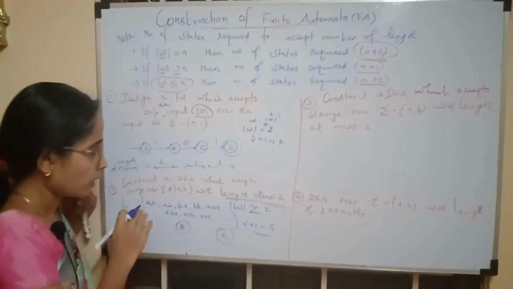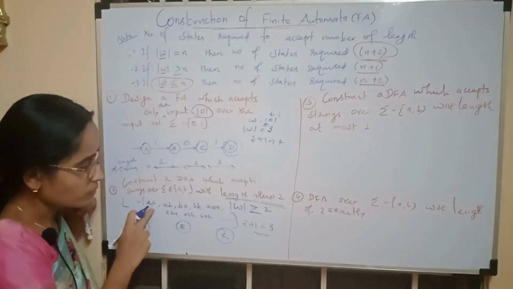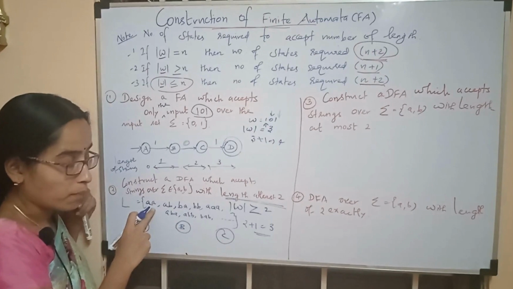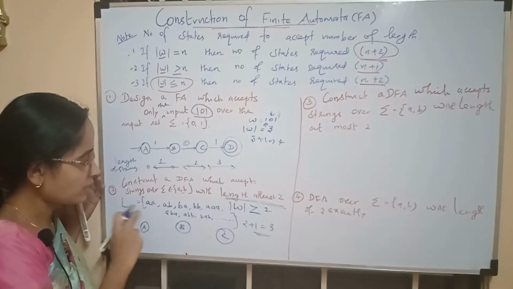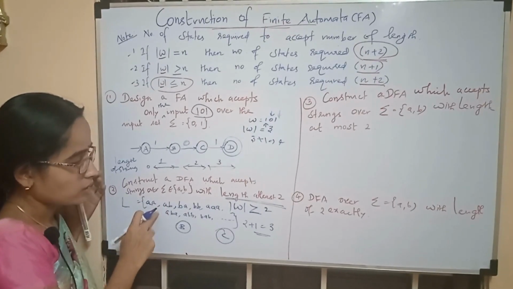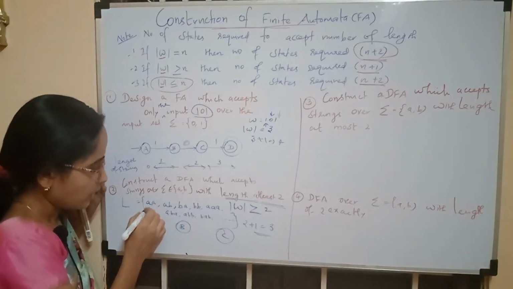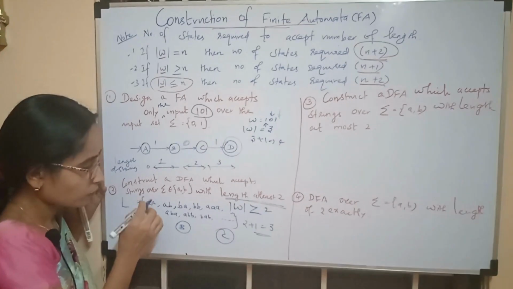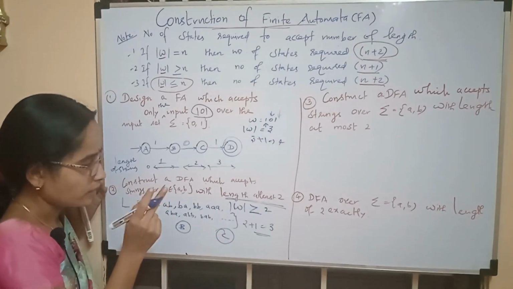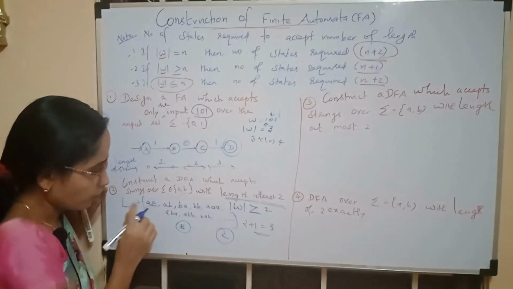First try to connect using the collection of the members. This is the set, this is the language the problem statement defines. So first, what is the minimum length of the string? What will be the minimum length? 2, right?